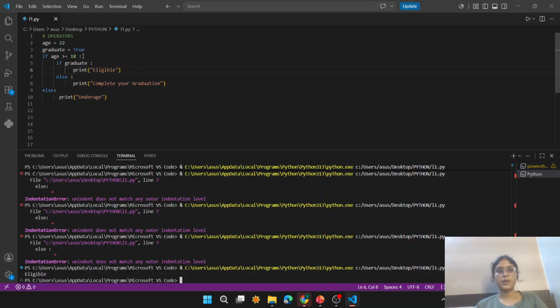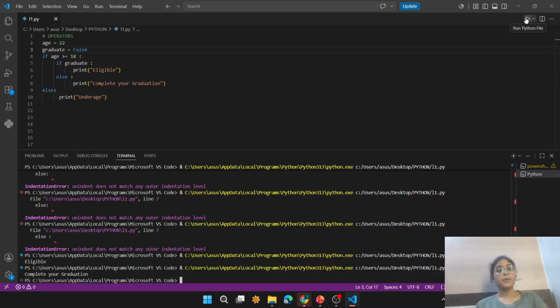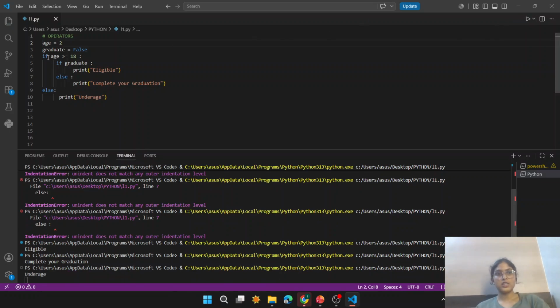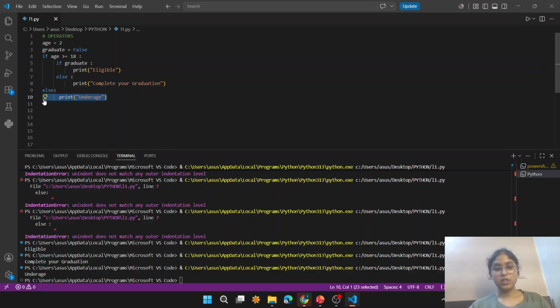Now it should be clear. See, the answer is eligible because first, age is 22, so this condition is satisfied. Then we go down and see that graduate is true, which is already satisfied, so print eligible. If I say it's false, then what do you think it will say? Complete your graduation. If the age was 2 only, then the first block of code has been skipped and it simply says that you're underage. So this is how nested if works.